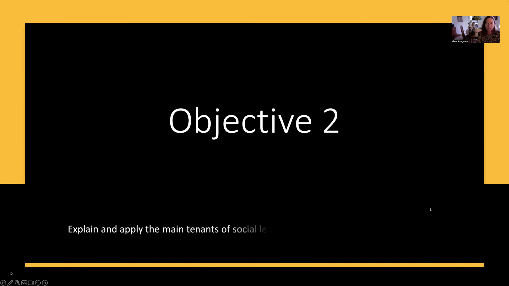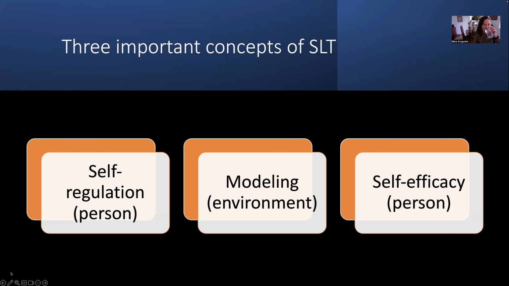So let's get into objective 2, explain and apply the main tenets of social learning theory. We're going to talk about self-regulation, modeling, and self-efficacy. These are 3 important concepts of SLT, or social learning theory. Self-regulation is one of those person variables or personal factors, and we'll talk about what that is. Modeling is an environmental factor. We'll talk about what that is. And then self-efficacy is also a personal factor. And we'll talk about how these affect drug use.